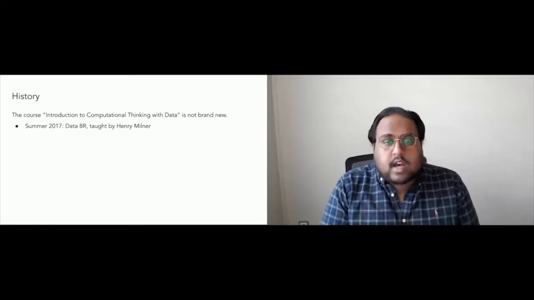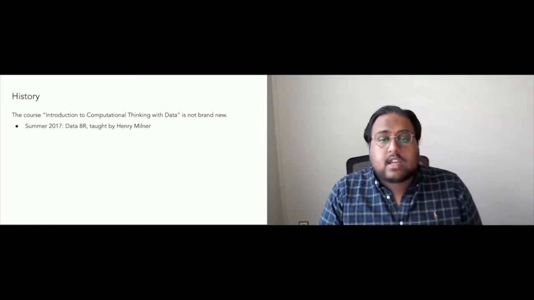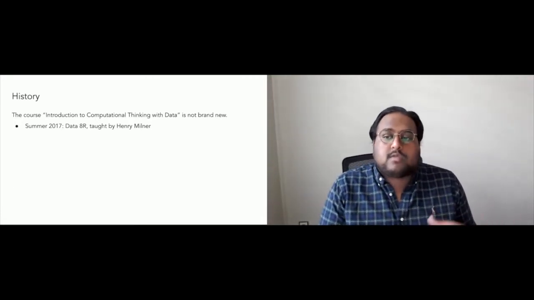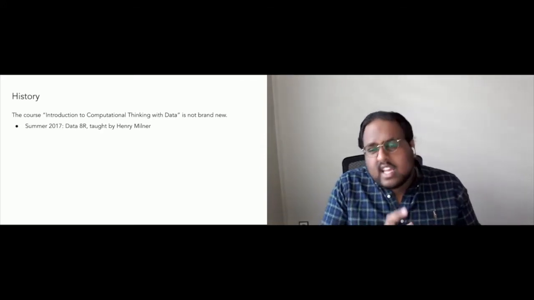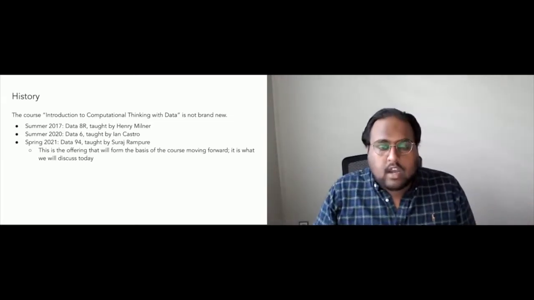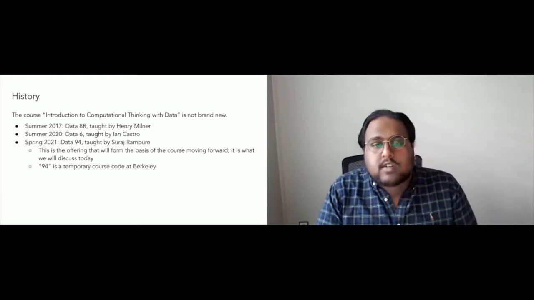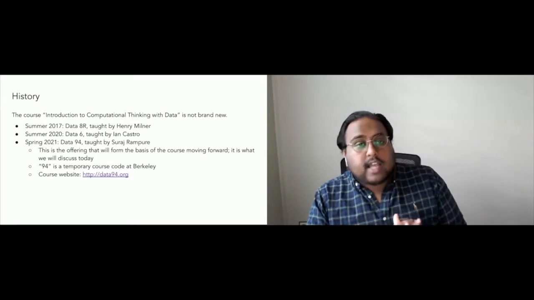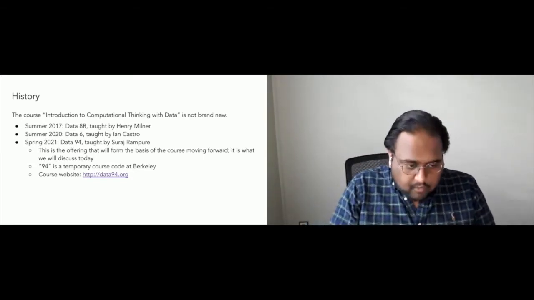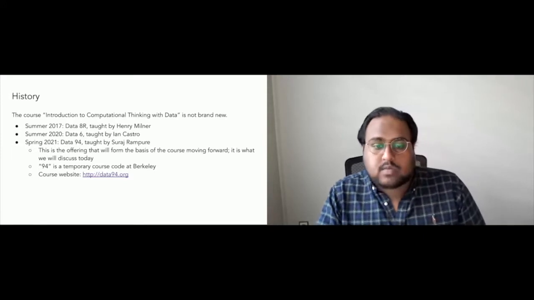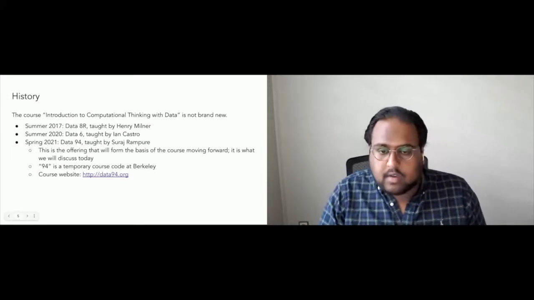The offering we're going to focus on is the one from this past spring called Data 94, and that was taught by me. That will serve as the basis of the course moving forward, and it's what we will discuss today. It differs slightly from Data 6 and Data 8R in its approach. High-level goals are quite similar. 94 is a temporary course code at Berkeley, and the course website is linked there. Also, the slides are linked. I put a tiny URL before, but I can also put it again in the chat for those who just joined. That should be a link to the slides as well if you want to follow along, and the course website there too. Thank you, Ksenia.